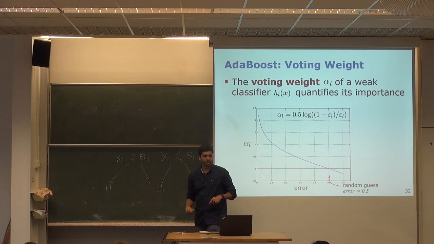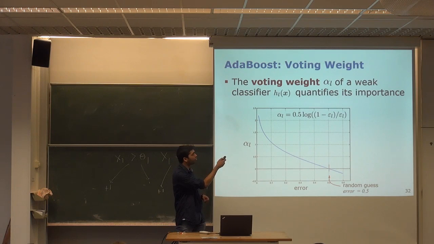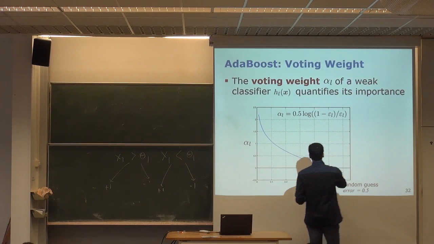Okay, so I told you about this voting power or the voting weight alpha. And the formula for the voting weight essentially is this. It's 1/2 logarithm of (1 minus the error rate) divided by the error rate. So it's the error rate of the weak classifier, right? So the way to see this graph could also be the following. So suppose you are here.